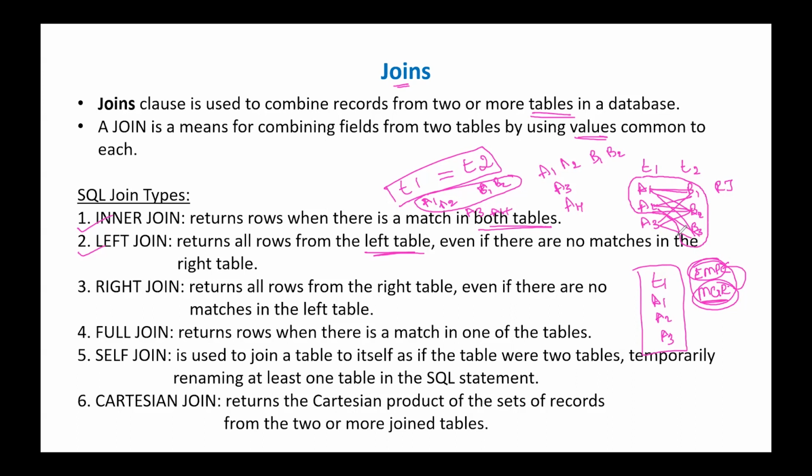This is called a Cartesian join. So when I'm joining each tuple of one table with all the tuples of the other table, for example, if I have 3 rows in one table and 4 rows in another table, then a Cartesian join will produce 4 into 3, that is 12 rows in the resulting table. So these are the different SQL join types, right?